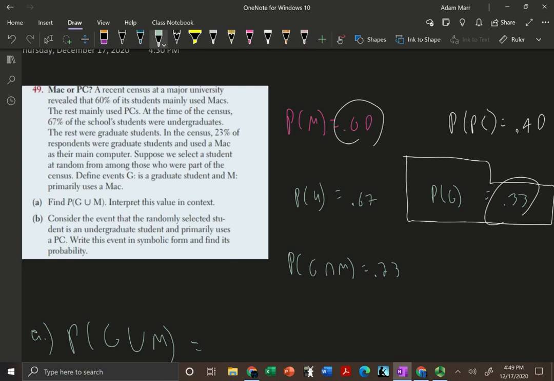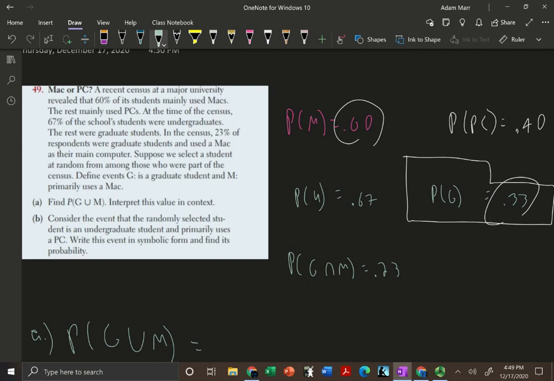Probably they use a Mac as 0.60, PC is the rest, which is 0.40, right? At the time of the census, 67% of the school students were undergraduates. The rest were graduates. So I said probability of U, which is undergraduate, is 0.67, and then the rest is 1 minus 0.67, which is 0.33. In the census, 23% of the respondents were grad students, and they used a Mac as their main computer. So that's why right here, the probability of grad and Mac, the intersection, is 0.23.